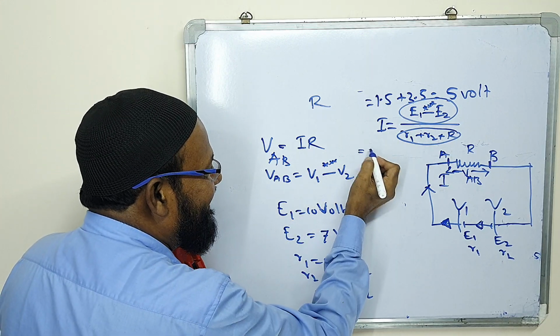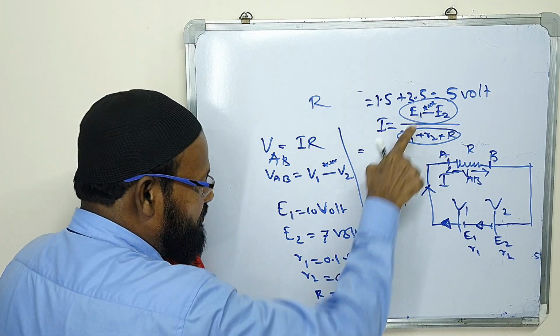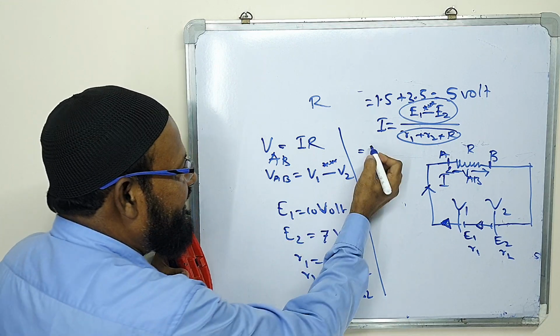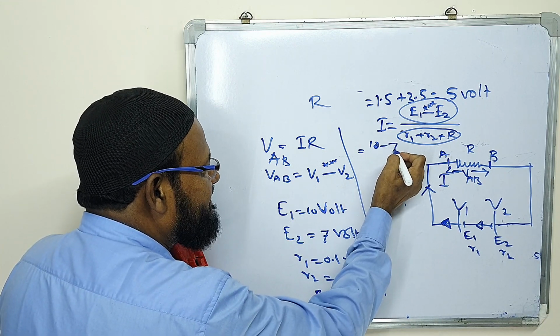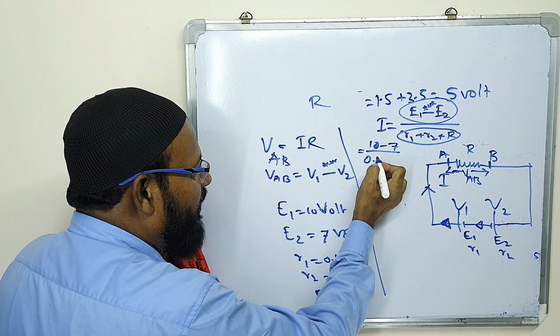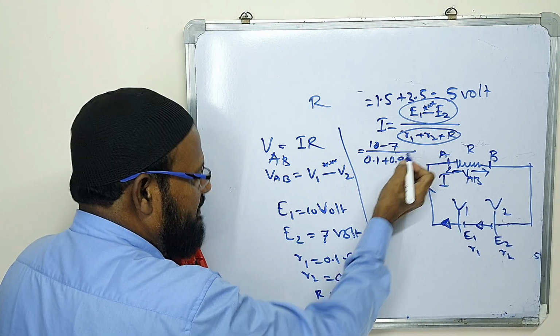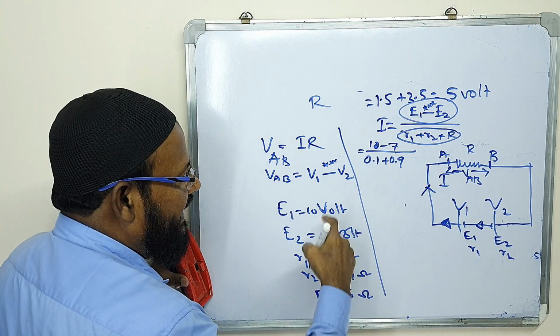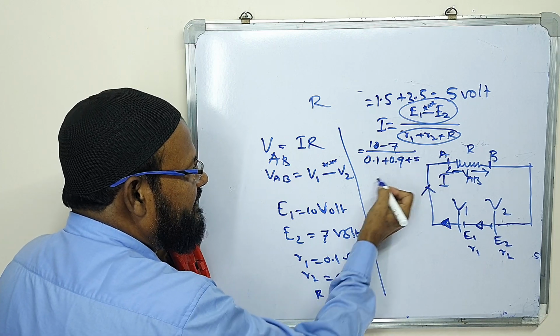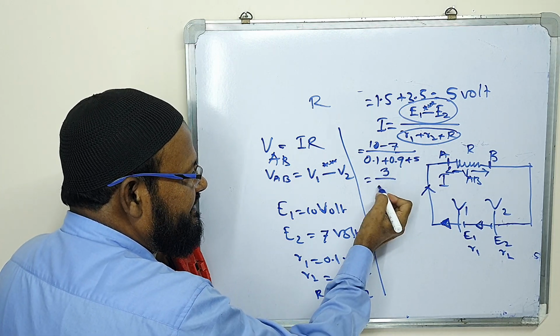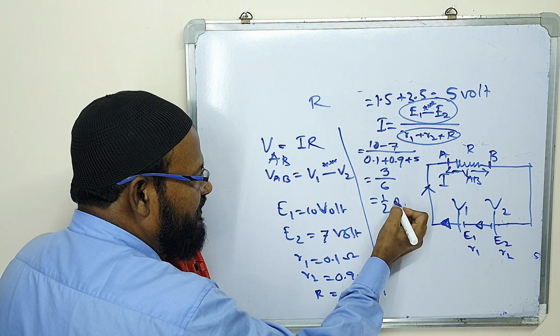I equal to, please see, E1 which is bigger, 10 minus 7, this is 0.1, this is 0.9, R2, and this is 5. What is this? This is 3, this is 6, that is 1/2 ampere.